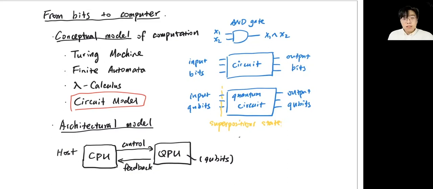After we have completed quantum computation, we can read out the measurement outcome from the qubits. Now, this is an architectural model that is relatively easy to reason about because everything to the left of this interface is classical and everything to the right is quantum.